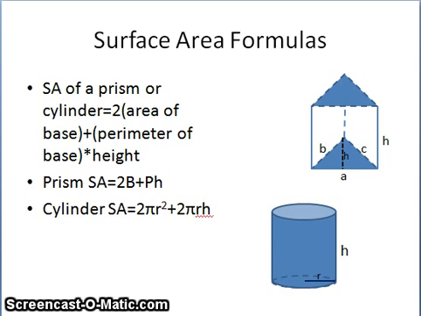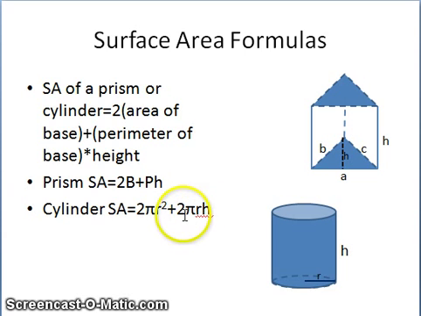For a cylinder, it's still the same idea. It's 2 times the area of the base plus the perimeter times the height. But since the base is a circle, the area of a circle is pi r squared. So you have 2 times pi r squared. So, compare those. Basically, the area of the base is 2 pi r squared, so that's why that's here. And with the perimeter times the height, the perimeter of a circle we usually call circumference. And you know circumference was 2 pi r or pi d, right? So we're just plugging in that 2 pi r times h.